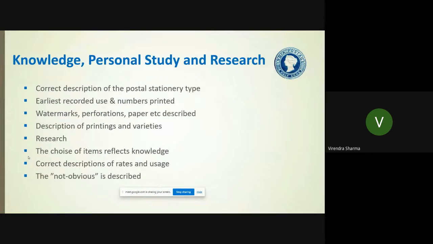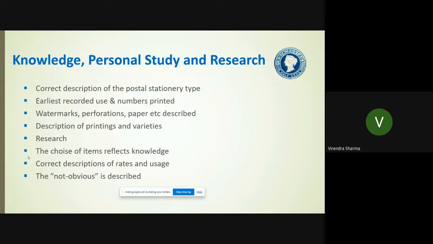So, the choice of items. Choice of item is very important. Like what type of items you are showing, that will show your knowledge. So every time it is not necessary that you have to write an entire text to explain the item. No, not like that. Your description should be precise in telling the entire story about the item which you have selected, as well as a very important aspect, the rate and uses of that.